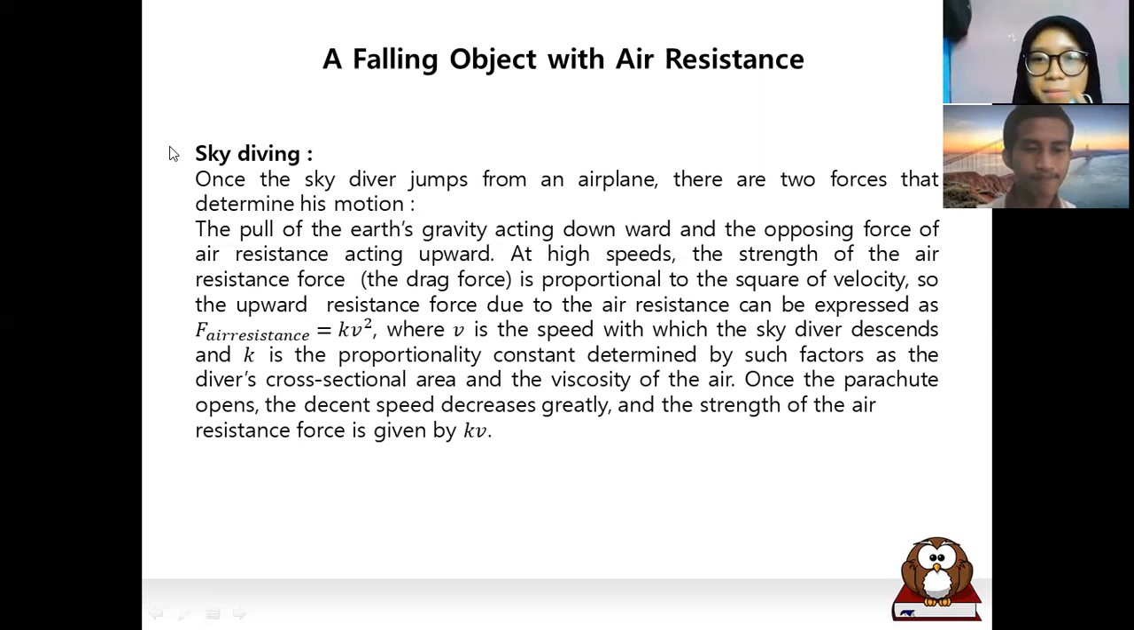Once the parachute opens, the descent speed decreases greatly, and the strength of the air resistance force is given by k times v.